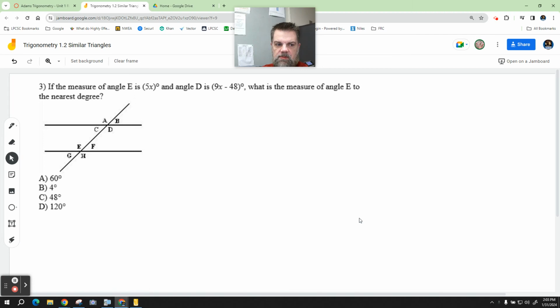So now for problem number 3, it says that E is 5x. Right? This is angle E. And it says the angle D is 9x minus 48. So when you look at that, and I said big equals big, small equals small, but the math might work out to where this big thing, this big angle, is actually a small angle.